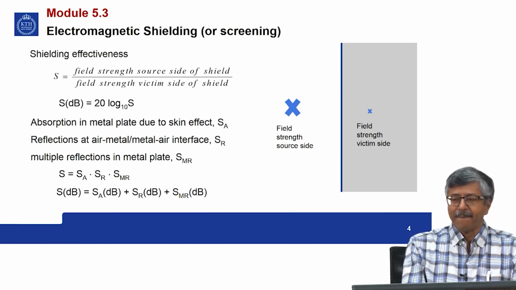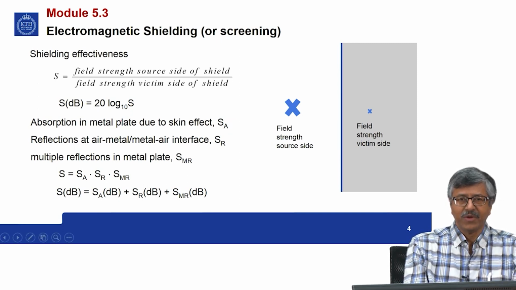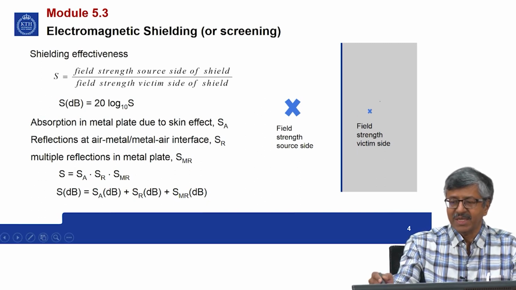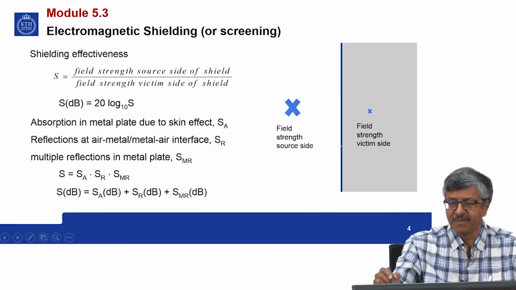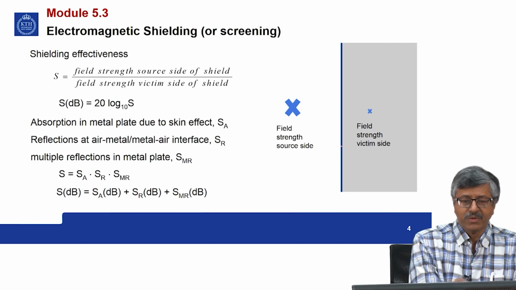Now, later it will be shown that this S is composed of three parts. One is absorption in the material of the medium of the shield. So, it is over here, it is this material we are talking of, the shield material. So, that is S subscript A, absorption.